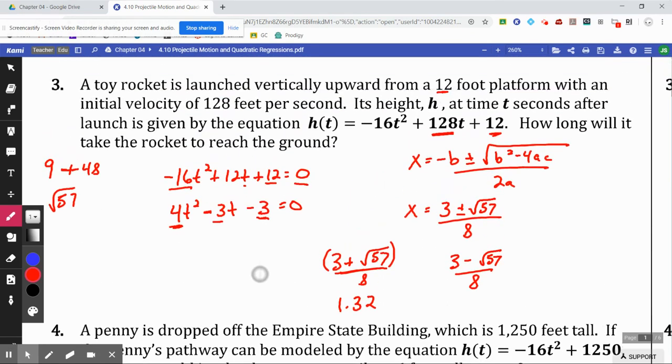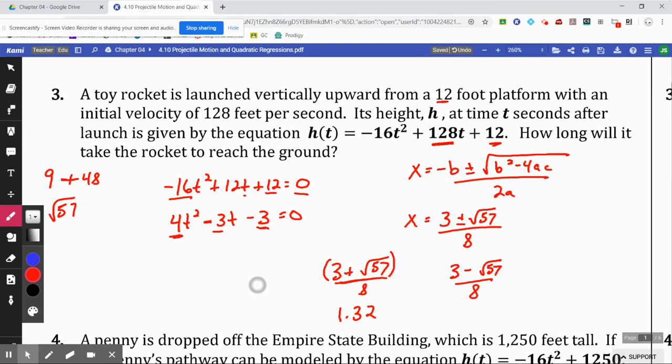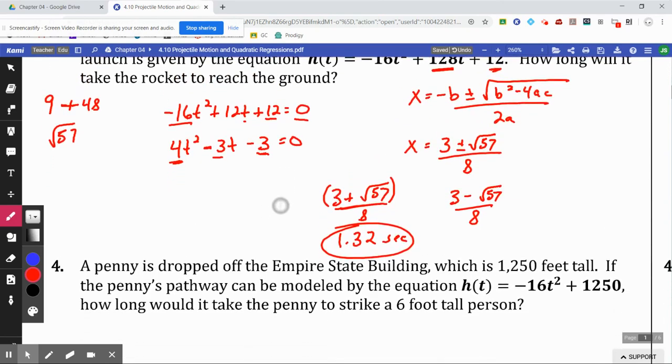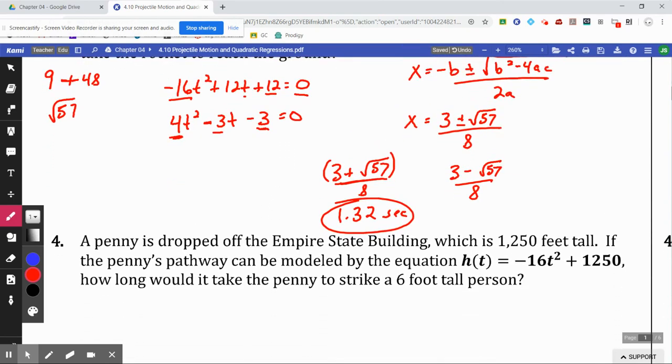1.32. Now let's see, that's in seconds. So after about 1.32 seconds, it has hit the ground. Well, why do I have a second answer? Why do I have 3 minus root 57 over 8? Let's actually plug that in and see what we get there. I get a negative 0.57. Now here's the thing though, that's not in our range.